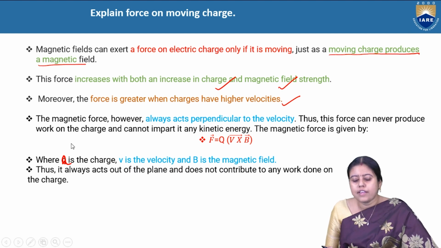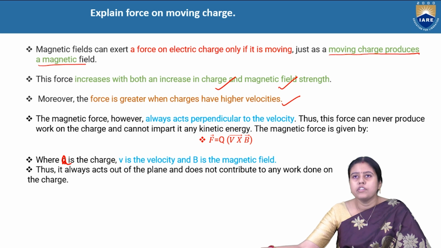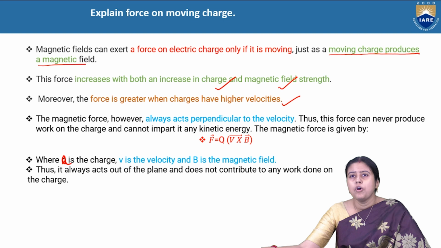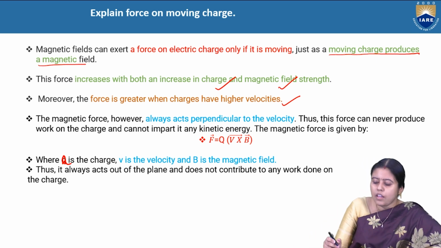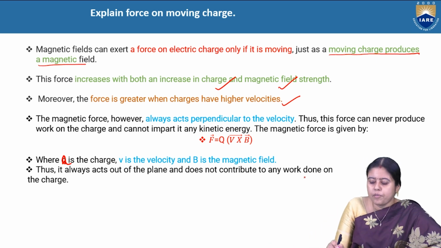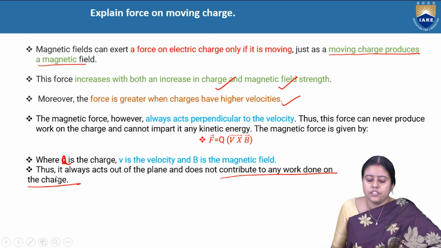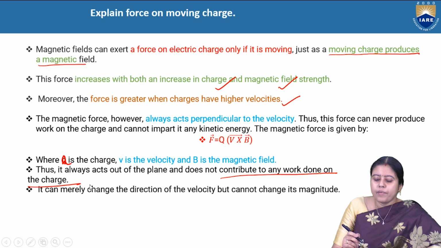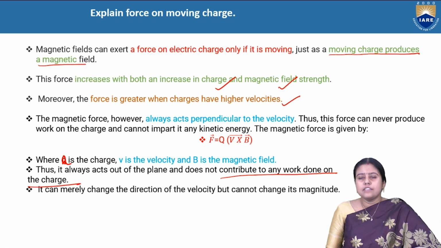Thus, it always acts out of the plane and does not contribute to any work done on the charge. It is always perpendicular, and we know work done is equal to Fs cos theta. As it is perpendicular to the velocity, thus it doesn't contribute to any work on the charge. It can merely change the direction of the velocity but cannot change its magnitude.